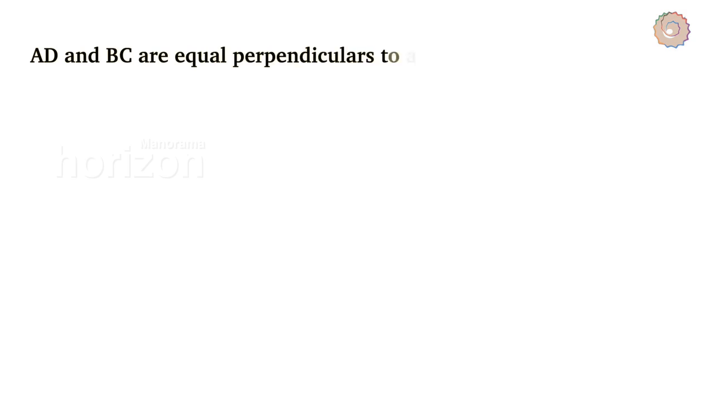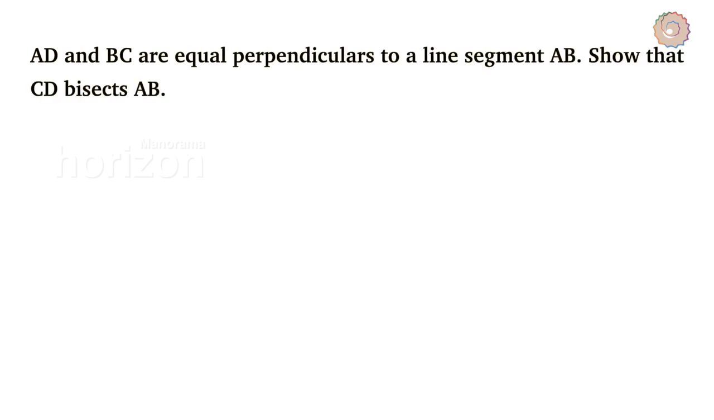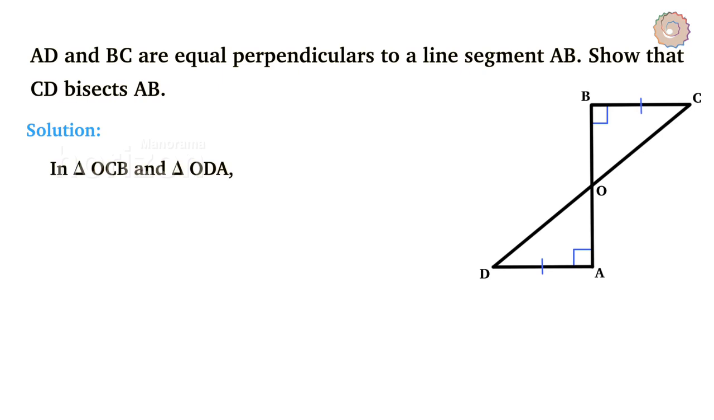Now, let us consider a problem. AD and BC are equal perpendiculars to a line segment AB. Let's show that CD bisects AB. The solution for the same is as follows. In triangle OCB and triangle ODA, angle BOC is equal to angle AOD because they are vertically opposite angles.